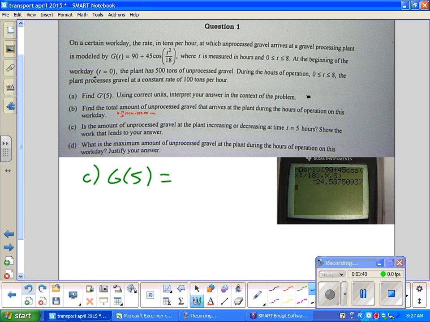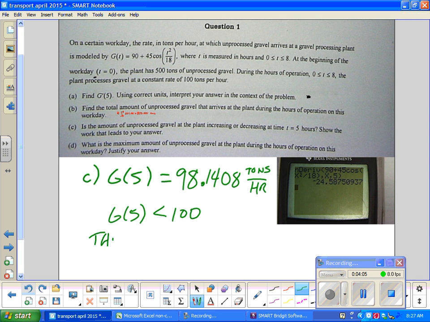And when I do this in my calculator, I get 98.1408 tons per hour. That's how much is being delivered. Well, G of 5 is less than 100. So the amount of gravel on the plant grounds is decreasing. Thus, at time equals 5, unprocessed gravel is decreasing.